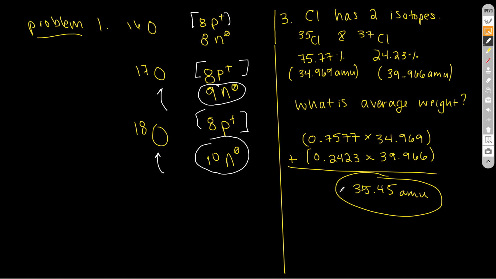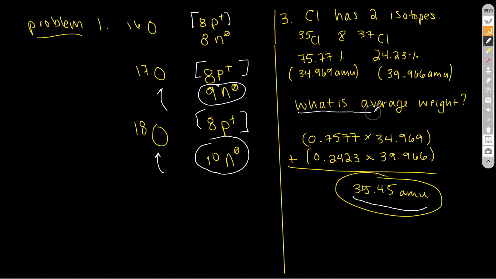And then for this problem over here, this is a relative abundance problem. How do you get the average atomic weight? This is what you would find on the periodic table for chlorine, 35.45 AMU or grams per mole. We have 2 isotopes for chlorine, right? We have chlorine-35 and we have chlorine-37. Chlorine-35 has a relative abundance of 75.77% at 34.969 AMU, whereas chlorine-37 has a relative abundance of 24.23% at 39.966 AMU.